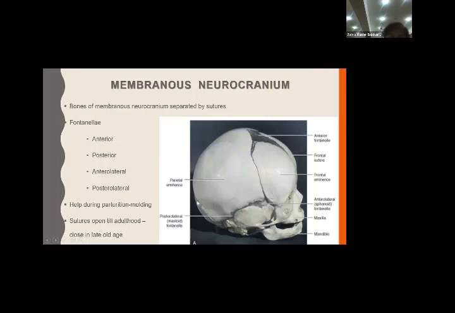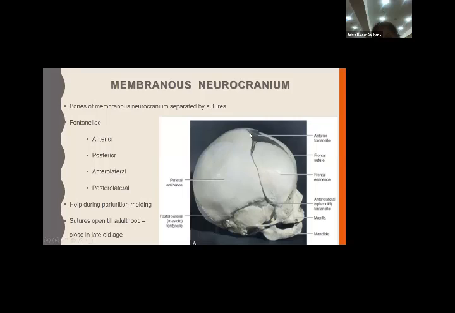The posterior fontanelle is over here between the occipital bone and the posterior end of the parietal bone. The parietal bone at the anterior end forms a boundary of the anterior fontanelle, and at the posterior end it forms a boundary of the posterior fontanelle. The posterior fontanelle closes earlier, within 6 months to 1 year. The anterior fontanelle is the most important.